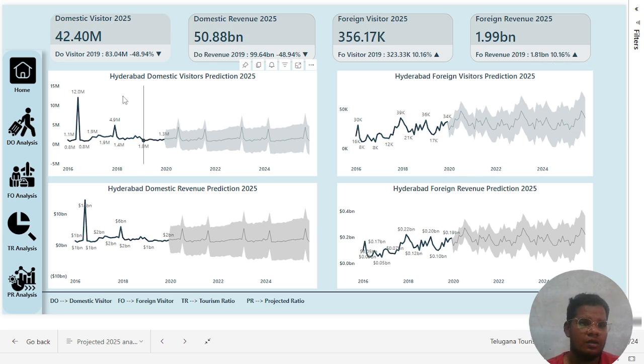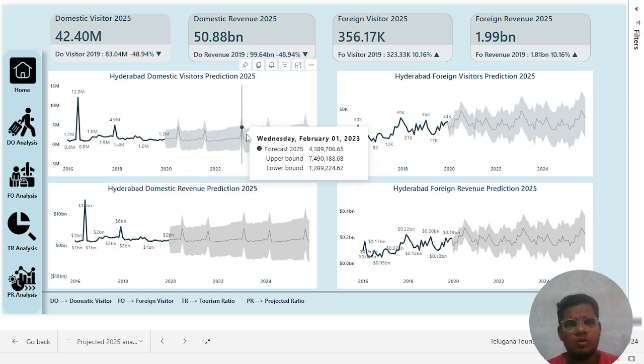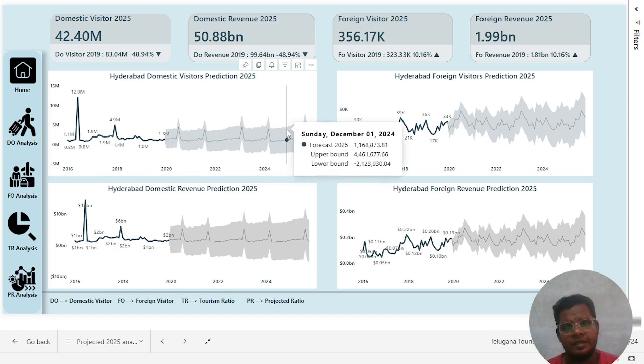Now let's see the Hyderabad domestic visitors prediction for 2025. Here we saw 12 million in 2016, 18.9 million in the middle of the month, and in 2025, starting in January, 1.2 million people visited. It's actually a month-oriented analysis, and we can fix the data from that particular line chart month by month. And then February, 1.4.